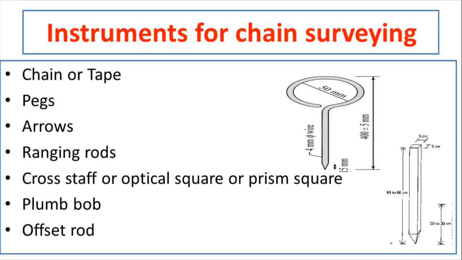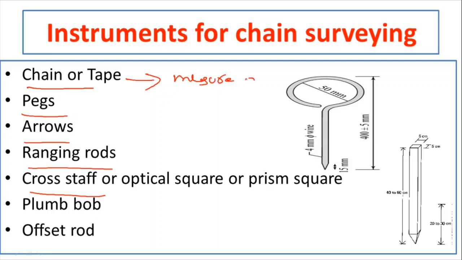Then next one is the instruments for chain surveying. In chain surveying, we use different instruments like chain or tape, pegs, arrows, ranging rods, cross staff, optical square, prism square, plumb bob, or offset rod. First let us see the purpose of each one. The chain or tape is used to measure the distance.